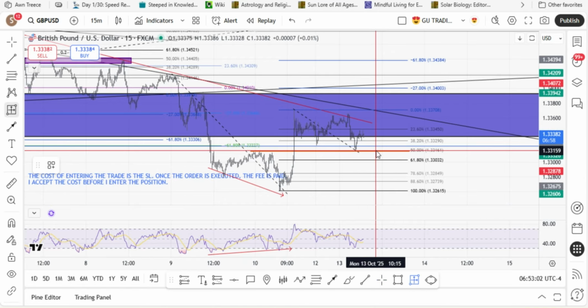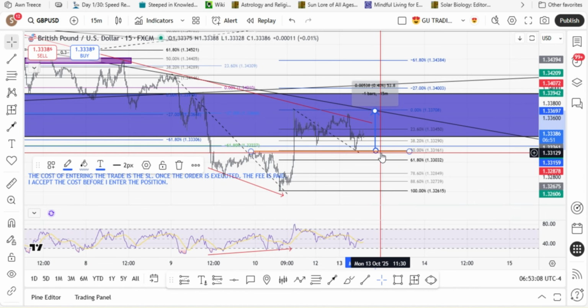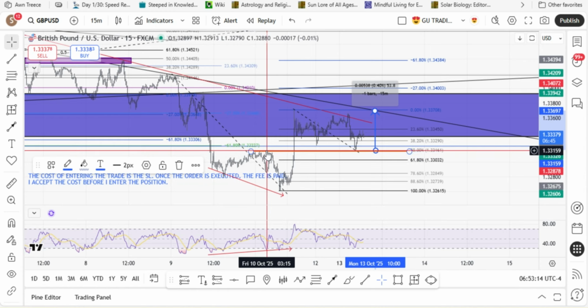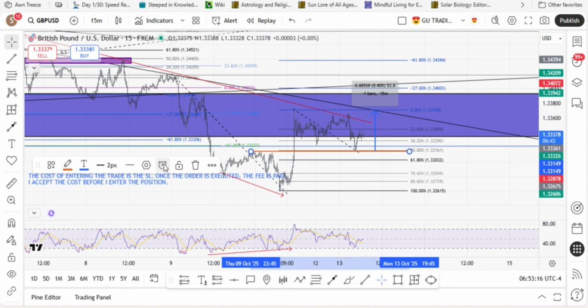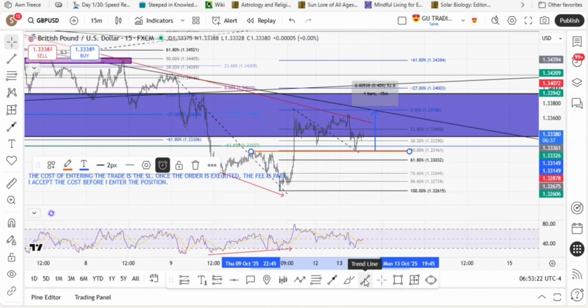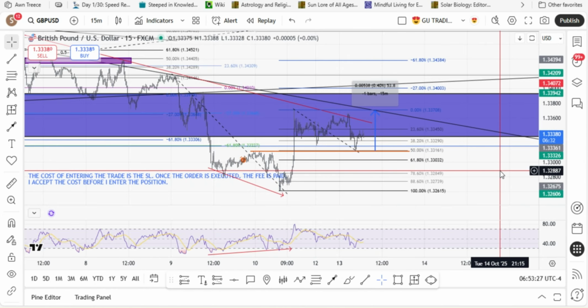How many pips would this be? Okay, about 50 pips. Yeah, we'll take it if it comes back down here. So what I'll do is I will set the alert and wait and see what happens.